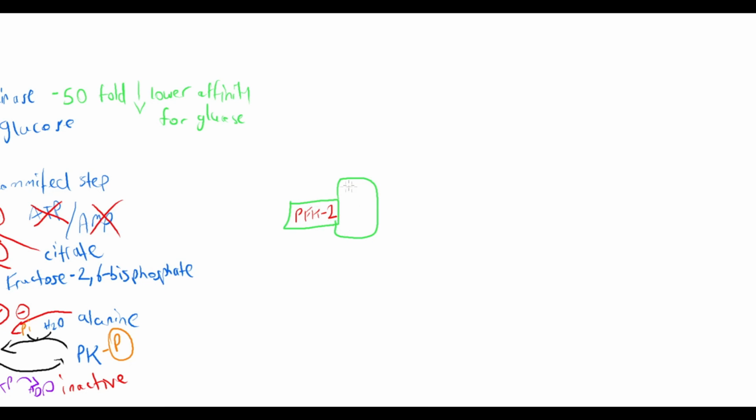And this second enzyme, together they're a bifunctional enzyme. So we can say bifunctional enzyme. And the second one is a fructose bisphosphatase. Alright, perfect. So this enzyme regulates fructose 2,6-bisphosphate. And how is that done?